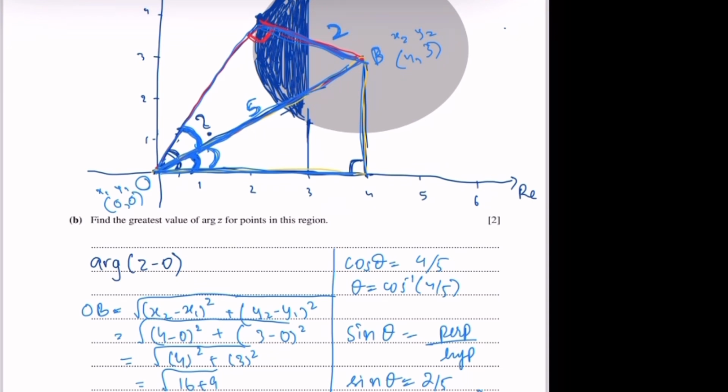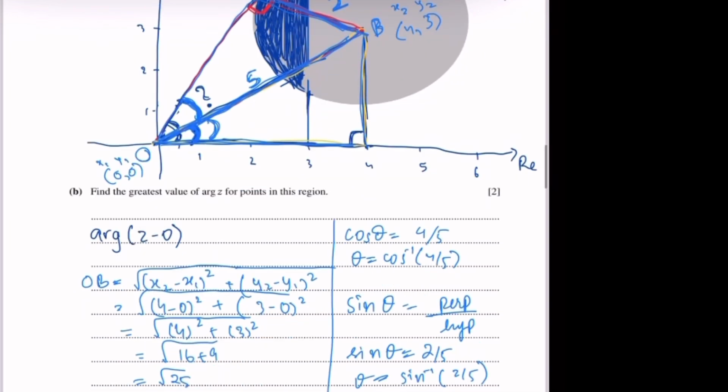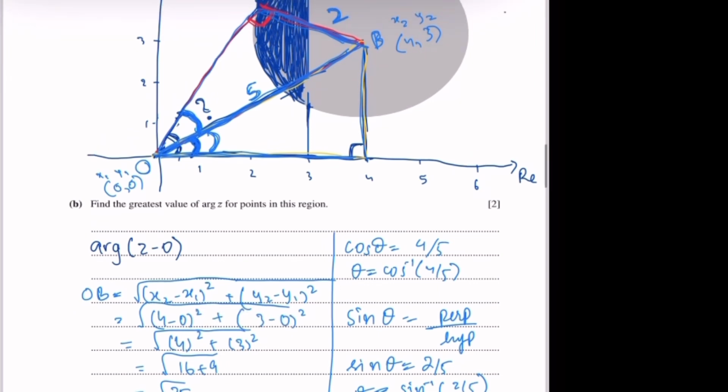Now to find the final angle, it is going to be cos inverse of 4 upon 5 plus sine inverse of 2 upon 5. So we're going to find the angle in radians, and the answer is 1.06, correct to 2 decimal places. And this is the final answer in radians. And that's it for part B of question number 4.